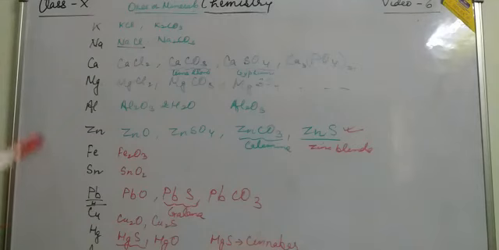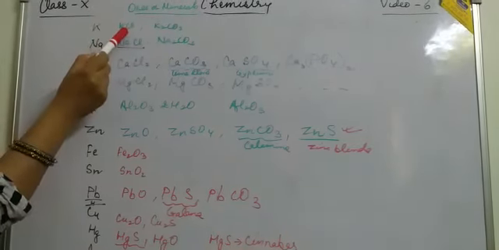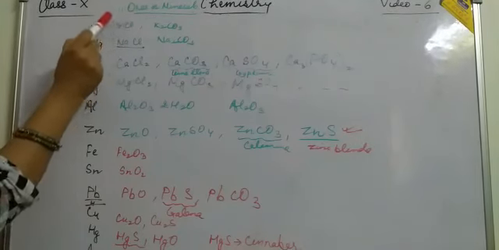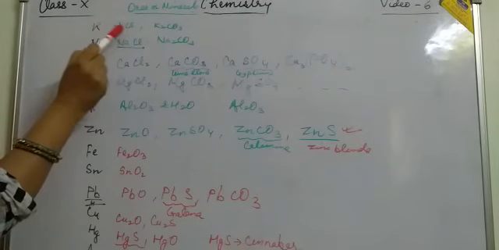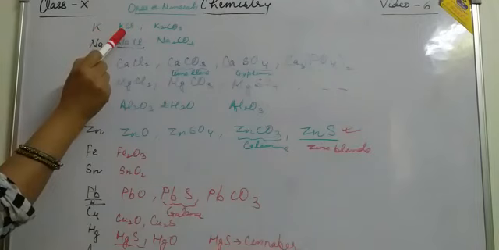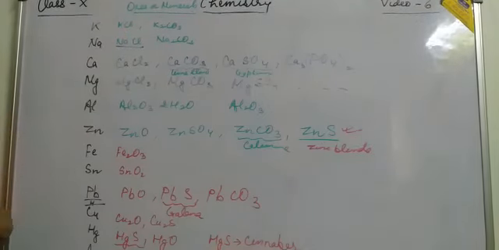To extract potassium from potassium chloride, we first melt it at its melting point, and then by the process of electrolysis we can obtain potassium from the potassium chloride. There are many types of metallurgical processes. We will discuss them one by one.